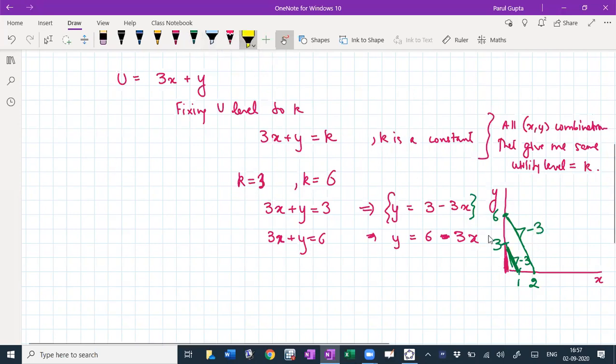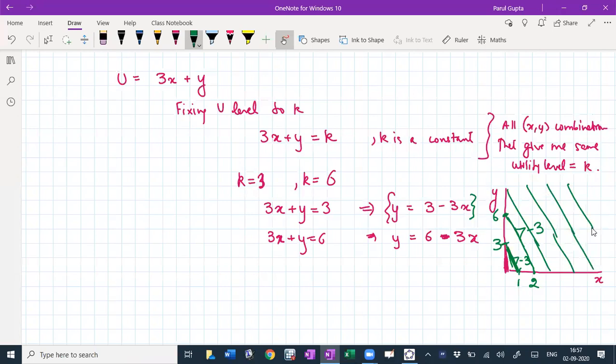So I have just drawn two indifference curves. You can draw as many as you want. Just keep changing the value of k and you will get that many indifference curves. So you can take 3x plus y equal to 2, 3x plus y equal to 5, or 3x plus y equal to 5.5 if you want. You will just keep getting parallel lines of this form. All these are indifference curves of the utility function given by 3x plus y.